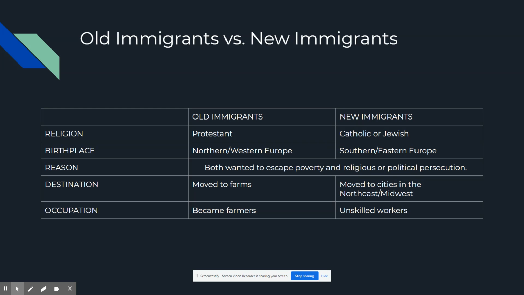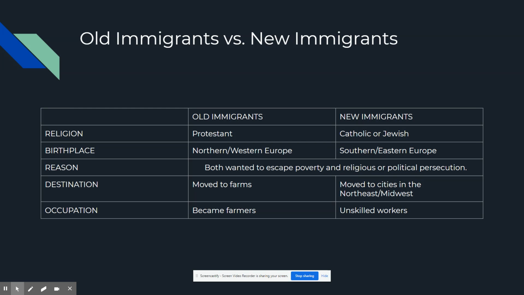New immigrants were usually Catholic or Jewish, being persecuted for their beliefs. They're from Southern and Eastern Europe, like Russia, Greece, Italy, countries in or around that region.